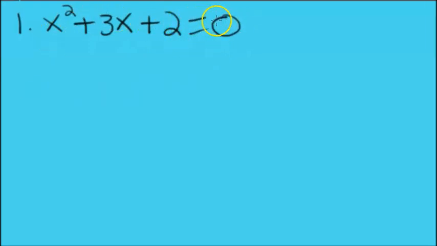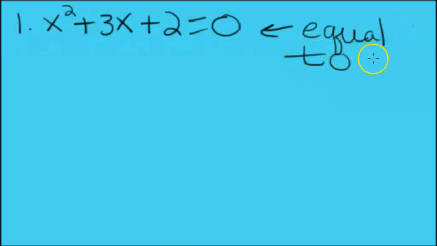Problem 1: we have x squared plus 3x plus 2. So first, we've got to set the polynomial equal to 0. So we've got to set this whole thing equal to 0.